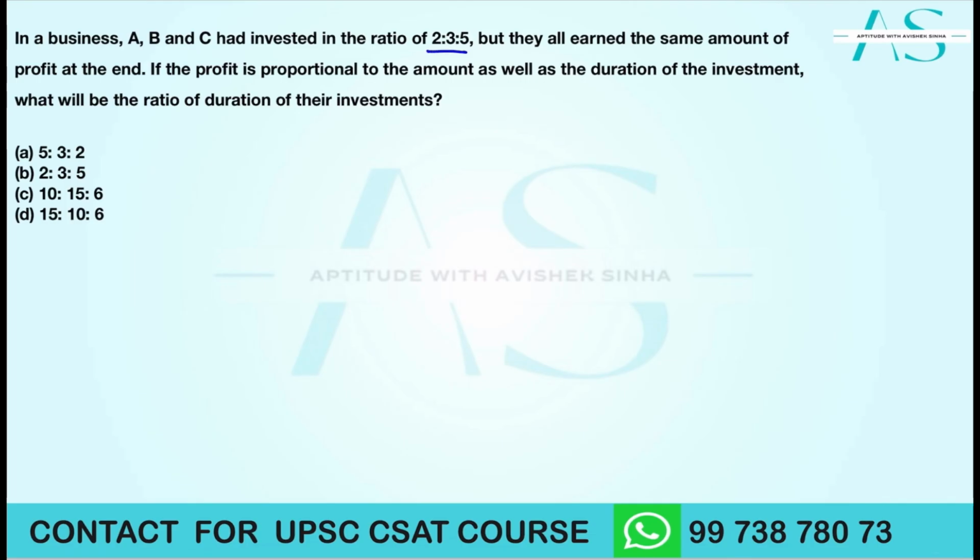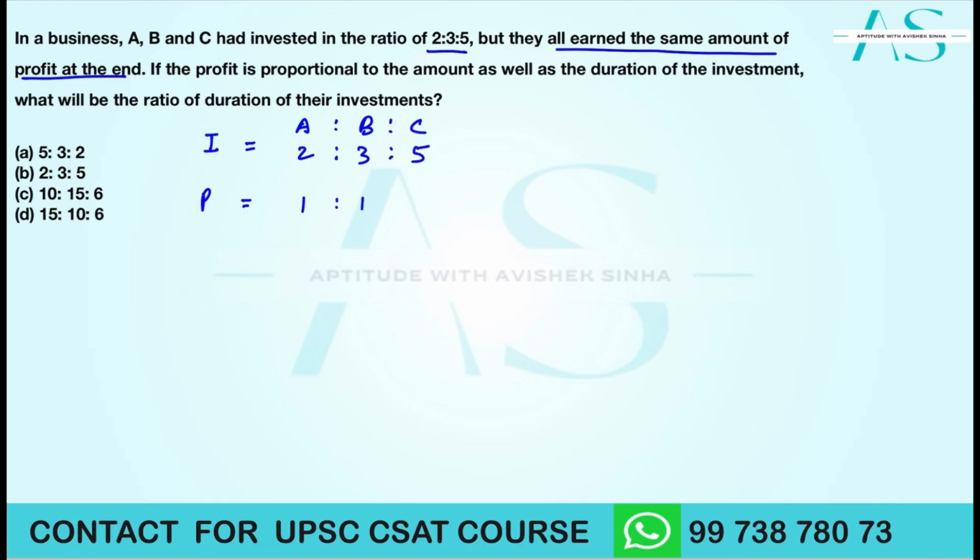But they all earned the same amount of profit at the end. Okay, investment ratio, if I talk about A, B, and C, is 2:3:5. C invested the most and A invested the least. They all earned the same amount of profit. So what would be the profit ratio for them? For A, B, and C, it is the same.